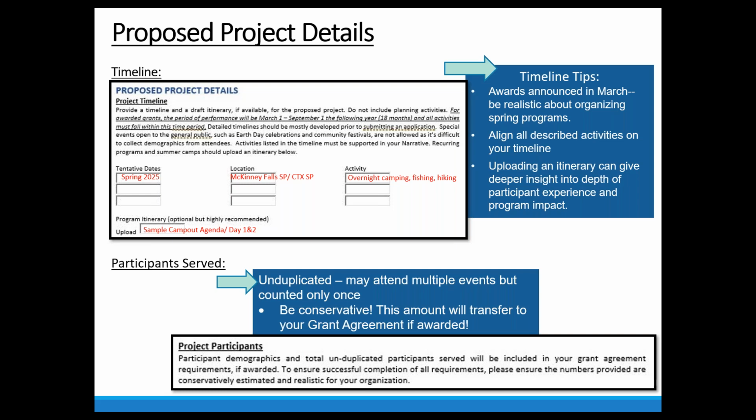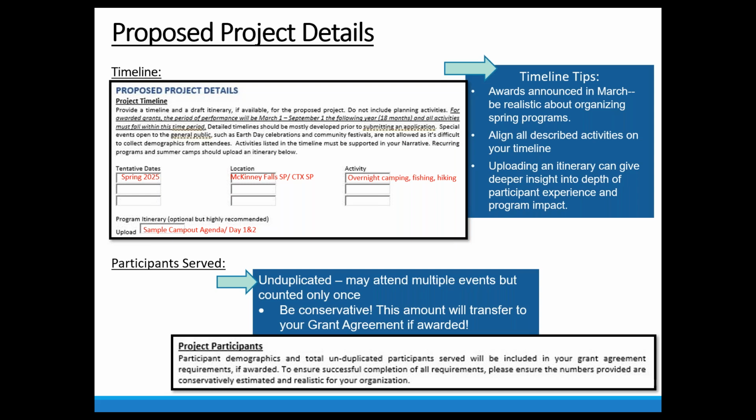So it may be best, especially if you're starting a brand new program, to push some of those events later into the summer, into the fall, or even the following spring, as you have that whole 18 months to spend your grant funds. You want to make sure you're not putting lots of planning time or partner meetings on your timeline. We don't really need to see that. It's just the actual programs and project details that should be listed here on the timeline.